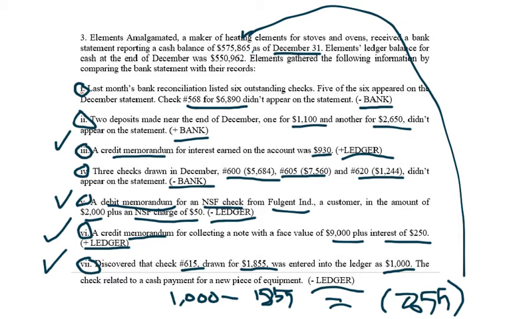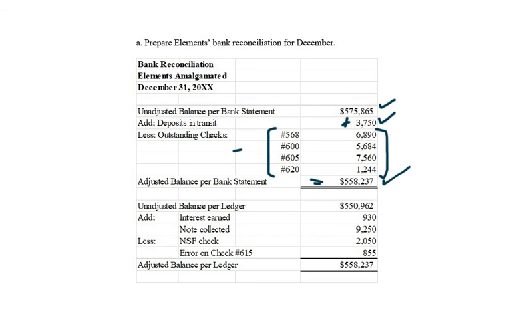So those 4 elements will be incorporated in the bank rec here. We have the unadjusted ledger balance as given, 550,962. Add the interest earned and the note collected. That's okay to lump together there; you don't have to do that as separate lines. But of course this is separate because it was a separate idea, because it was interest earned on the account that the bank gave us credit for.